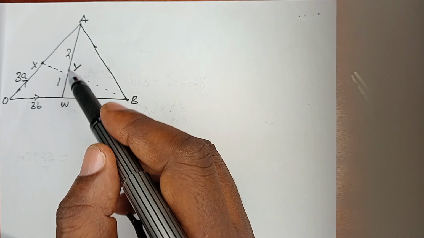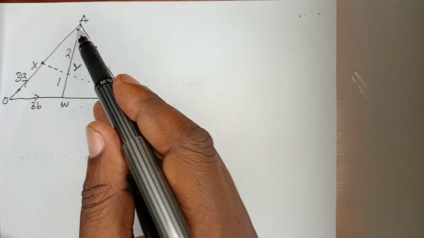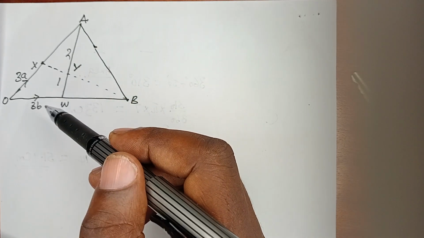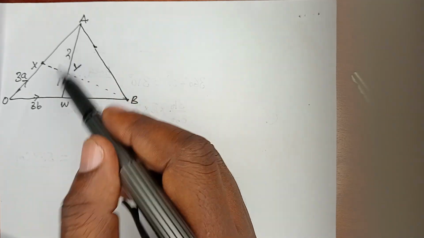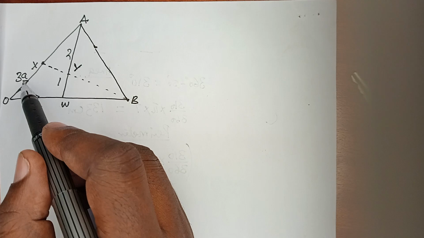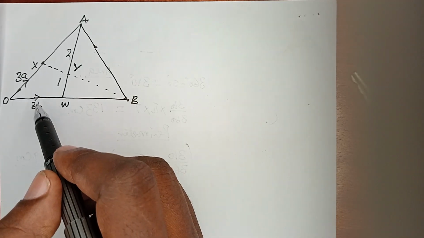What that means is that the whole vector is divided into 3 portions. This part takes 2 portions, and this part just takes 1 portion. 2:1. OX is 3A, from here to here is vector 3A, and OW is 3B.